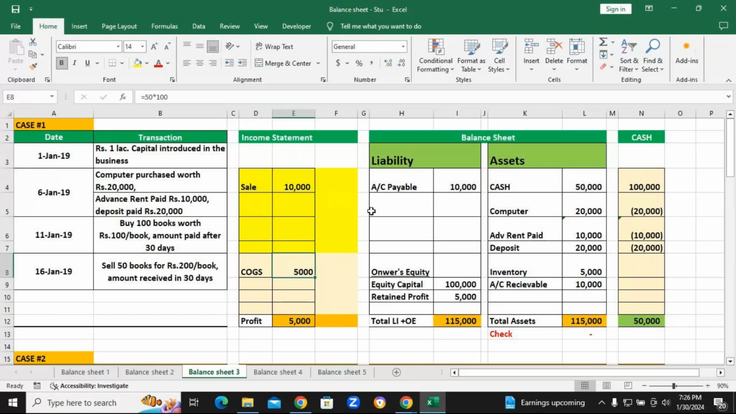It equals 50 into, so how much did I pay when I was buying the books? 100 rupees I have paid. So 50 books I have sold. To buy those 50 books, how much amount have I paid? That is 100 rupees. That is 5,000. And profit equals sales minus COGS. That is my profit.